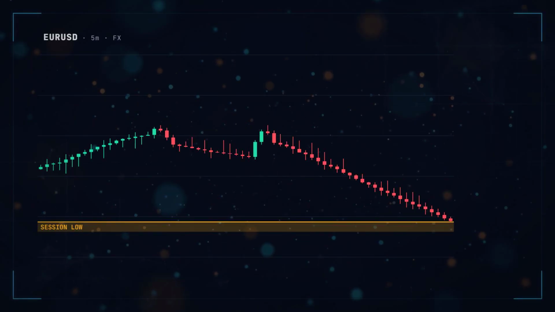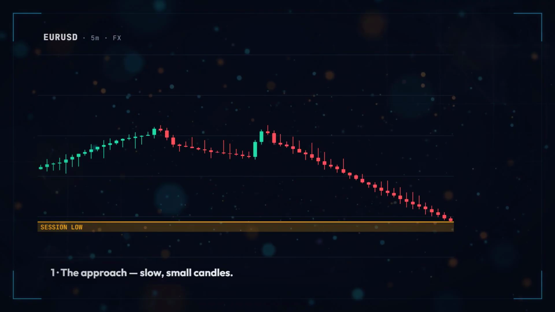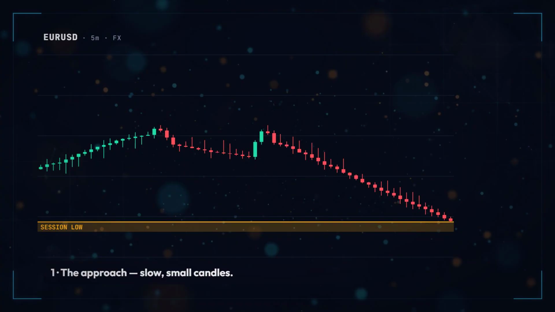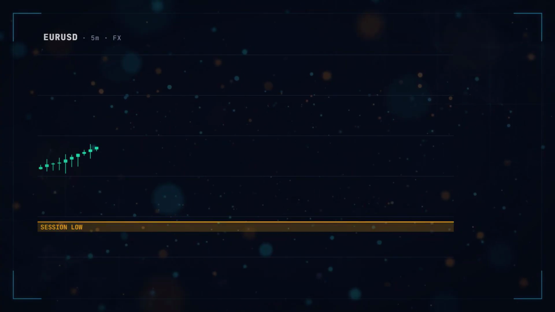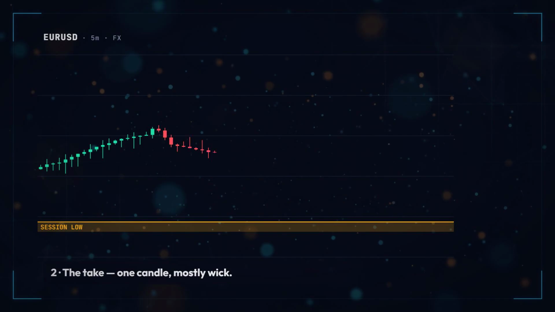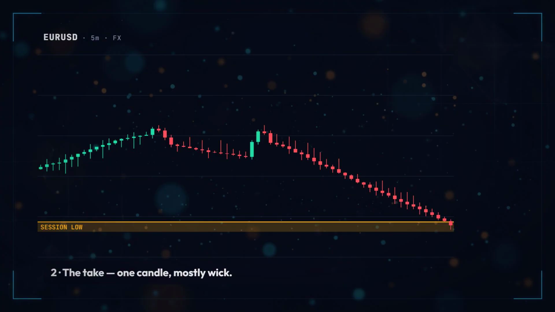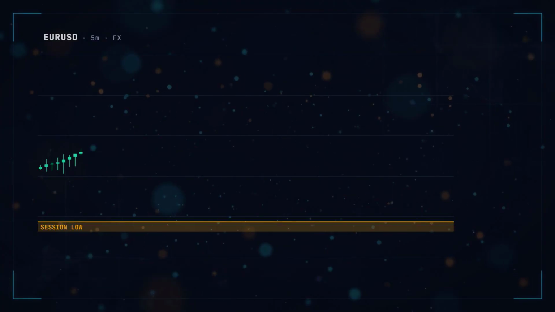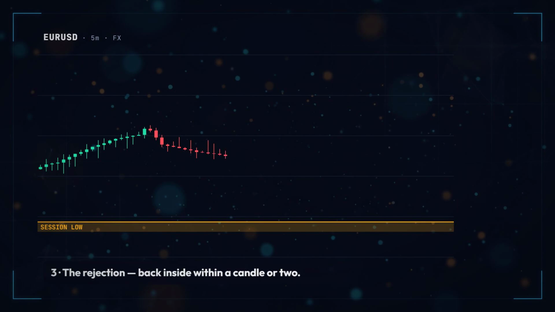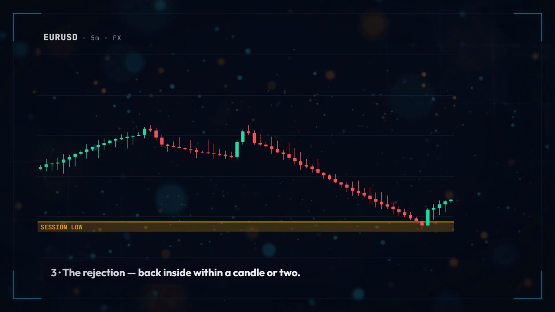Part 1. The approach. Price grinds toward the level. Slowly. Lots of small candles. This part is boring, and it's supposed to be. It's the market getting close enough to reach. Part 2. The take. 1 candle. It goes through the level, collects everything resting behind it, and most of that candle is wick, not body. Part 3. The rejection. Within a candle or 2, price is back on the other side of the level, like it never happened. Approach, take, reject. That's the whole shape, and once you've seen it, you'll see it everywhere.